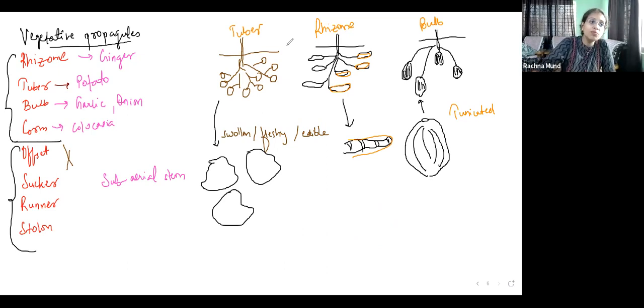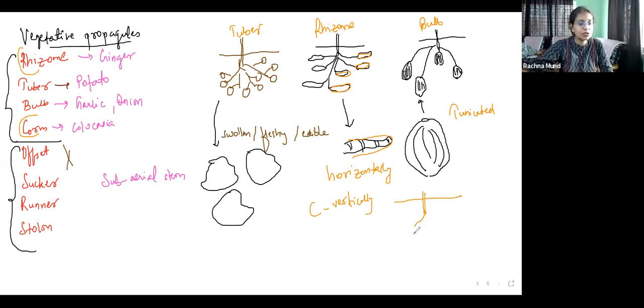Rhizomes are underground stem modifications which are swollen, fleshy, and they grow horizontally. The difference between rhizome and corm is that corm grows vertically. If you draw corms, then if this is the underground stem, these are the side branchings. Corms are swollen and always like this. They grow vertically. This is the difference between your rhizome and corm. Corm grows vertically, whereas rhizomes grow horizontally. Clear? Write this point.